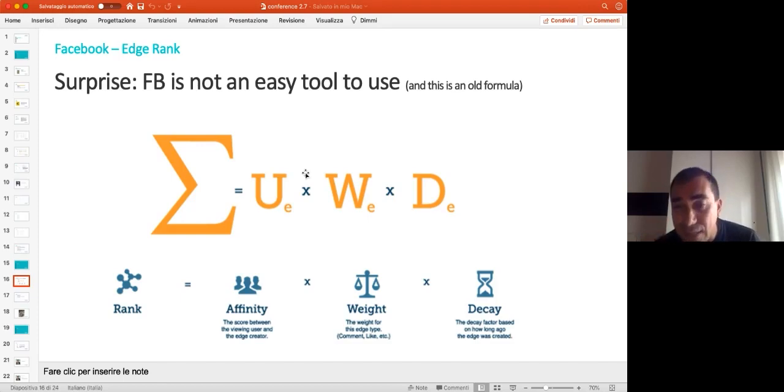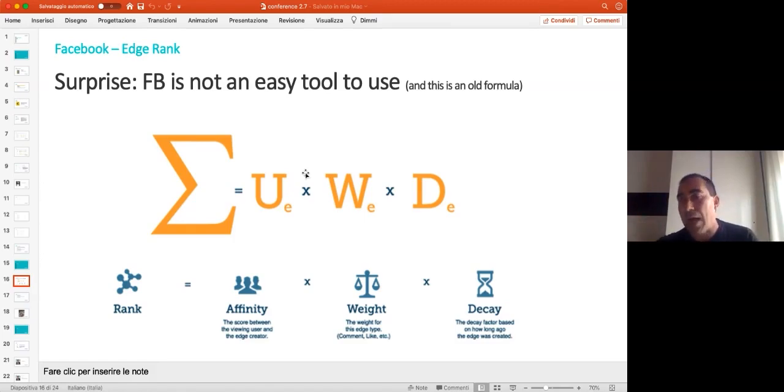because only 19% maximum of the people that are in your fan base are receiving your post. And the number of people that are receiving your post is due to the edge rank. And the edge rank has 3 different variables. The first is the affinity, how much I interacted with you in the past. So are we affine? Are we saying the same thing?